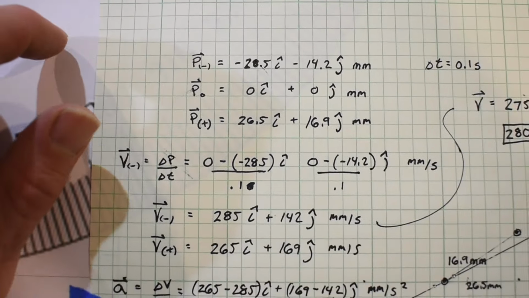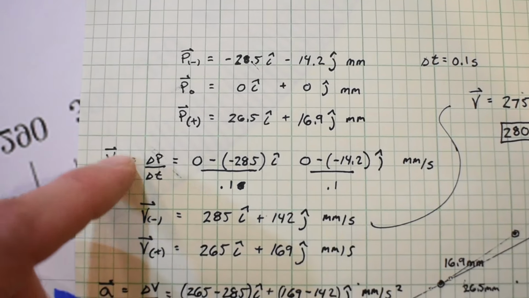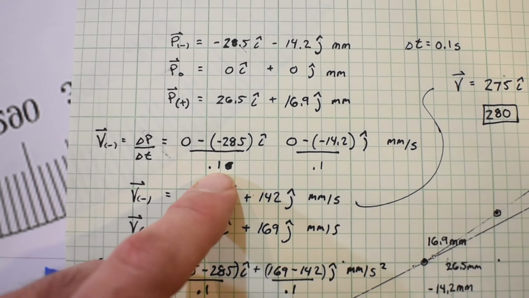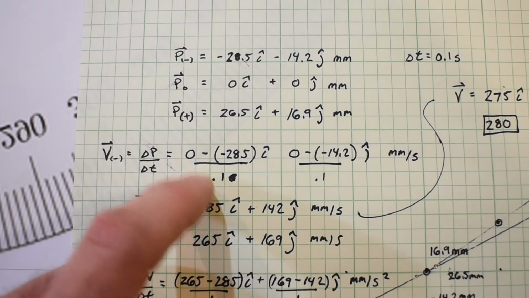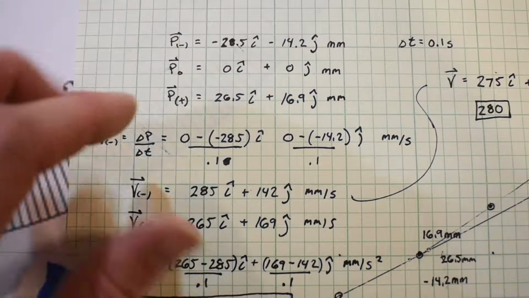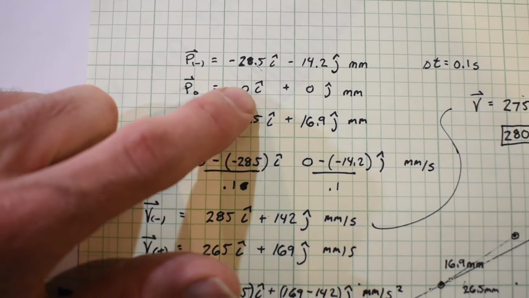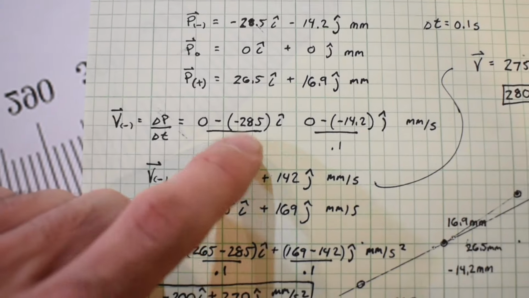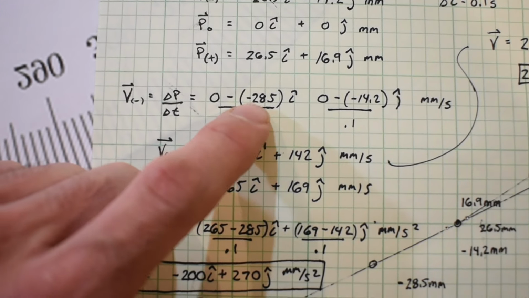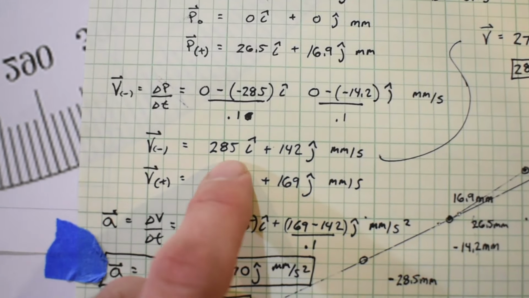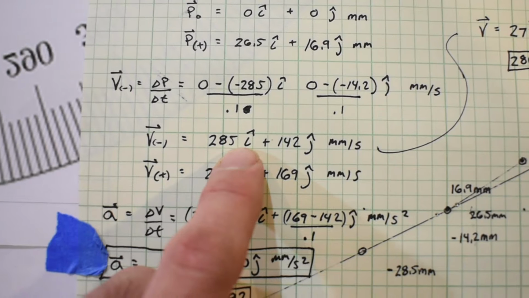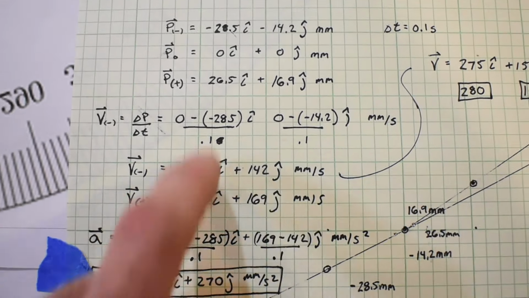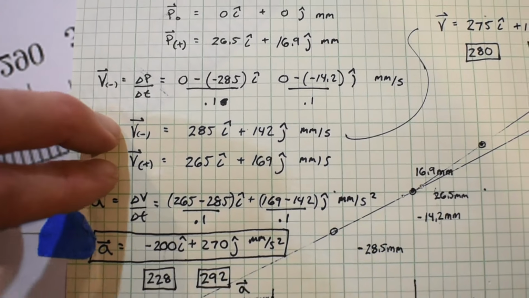So then what we do to get velocity is just change in position over change in time. We did this in a tenth of a second, so all of our values divide by 0.1, which is like multiplying by 10. So we're going to have a difference of 0 minus negative 28.5, and then multiply by 10. So our velocity here is 285 millimeters per second. Same thing here, 142 millimeters per second. Do that again to get these velocities.